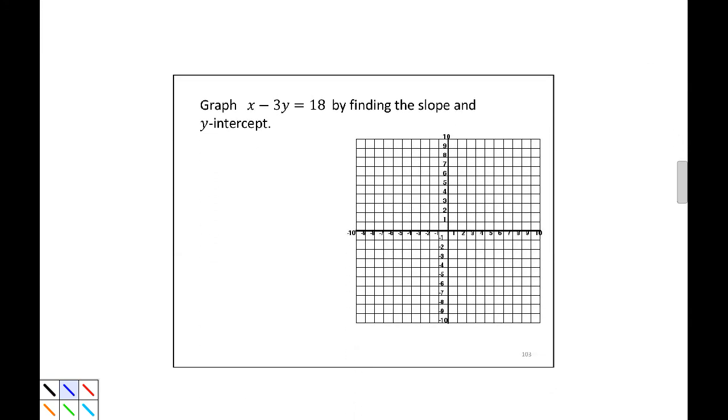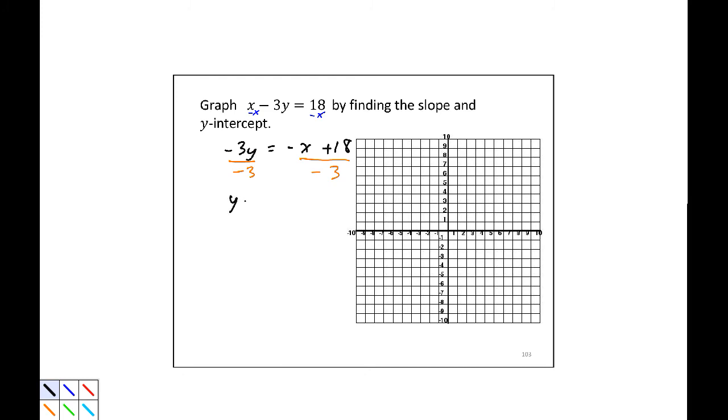Now for our next equation, we have x minus 3y equals 18. Let's solve this for y. So first thing I will do is subtract x from both sides, as we did on the last one. Minus 3y equals minus x plus 18. And I'm going to divide by negative 3. So we want to watch our signs here.